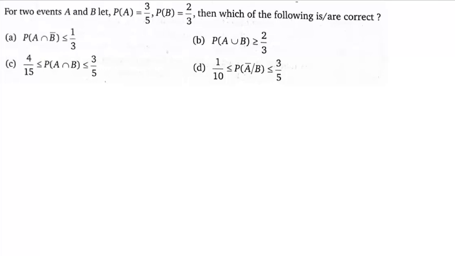Now here the question is, for two events A and B, probability of A is 3 by 5 and probability of B is 2 by 3, then which of the following is or are correct?